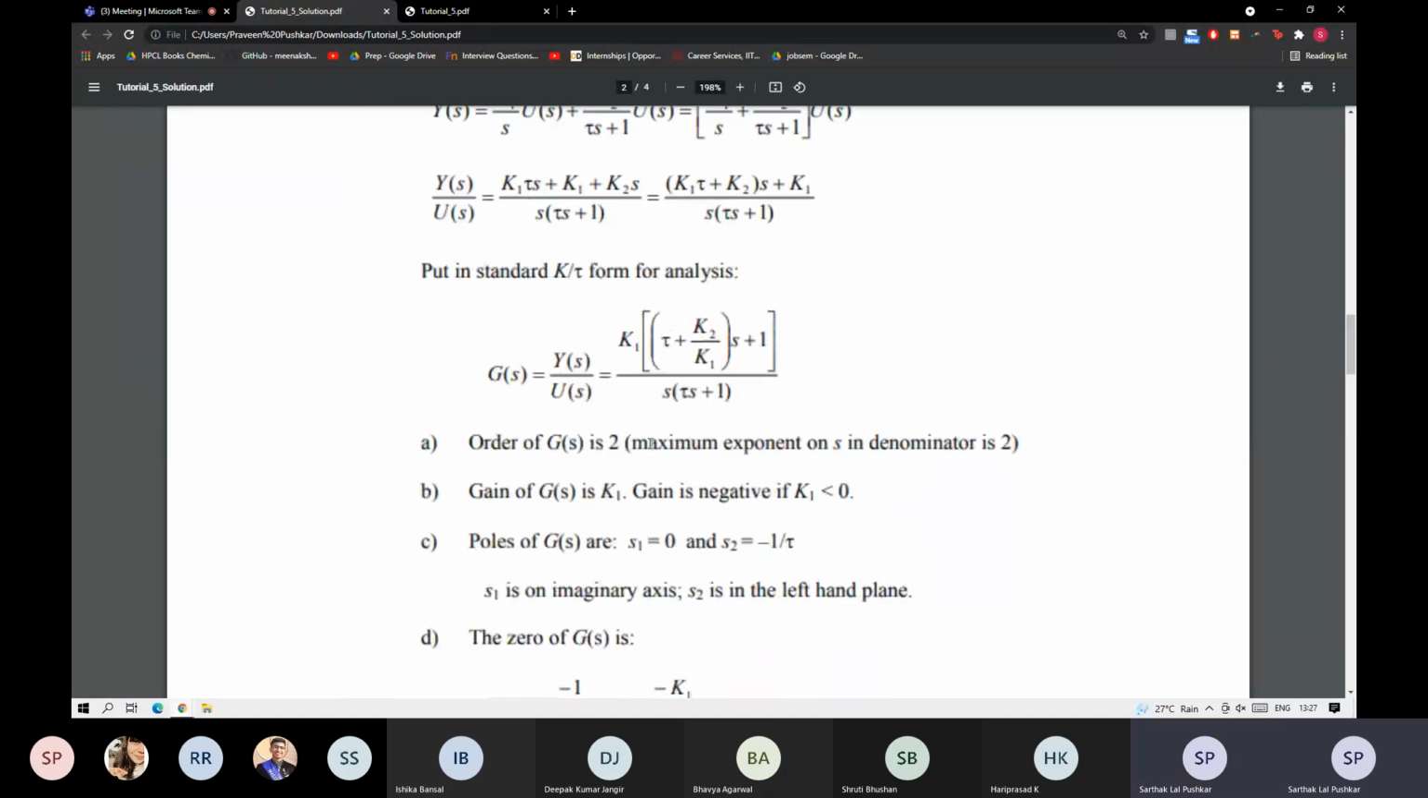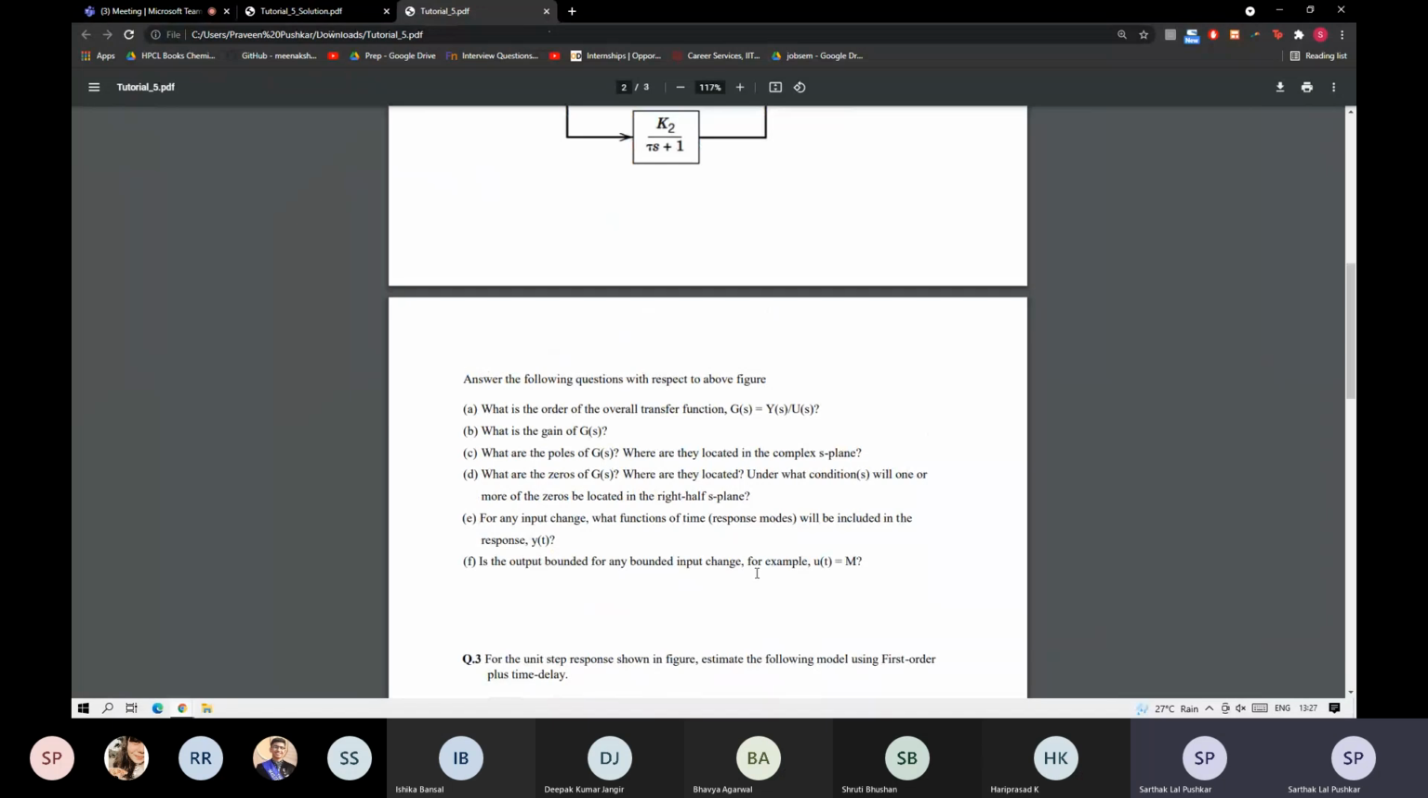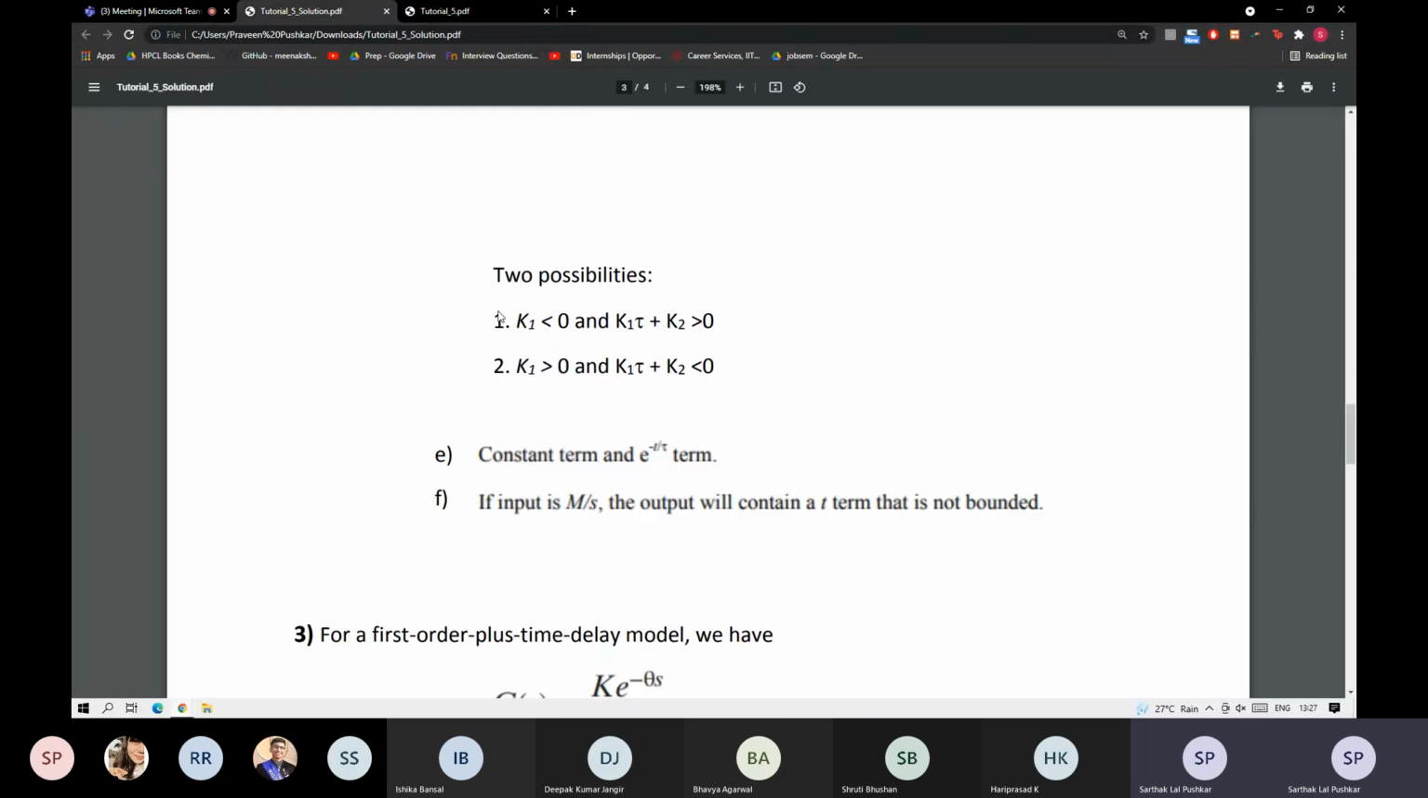And is the output bounded for any bounded input change? For example, u(t) equals m. So in this, if the input is m by s, the output will contain a term t, and it will not be bounded then.